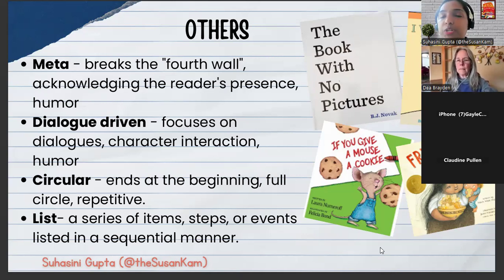For example, Fry Bread. In that story, it says fry bread is a food, fry bread is a culture, fry bread is a religion, and then it explains each one of them. So it's like a series of lists.